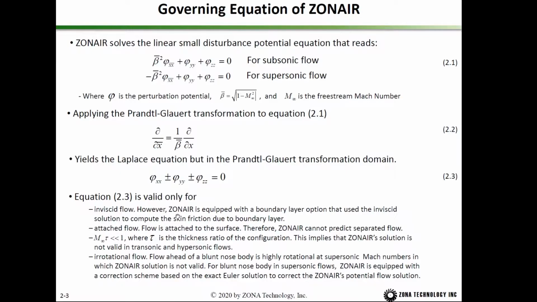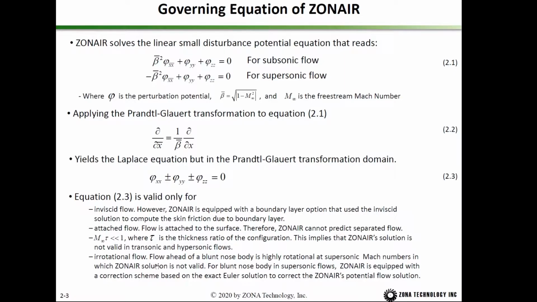For inviscid flow, however, ZONAIR is equipped with a boundary layer option that uses the inviscid solution to compute the skin friction due to the boundary layer. And because it is attached flow, the flow is attached to the surface. Therefore, ZONAIR cannot predict separated flow. And when the thickness ratio of the configuration is small, this implies the ZONAIR solution is not valid in transonic and hypersonic flow. Okay, so thickness times the Mach number must be very, very small.